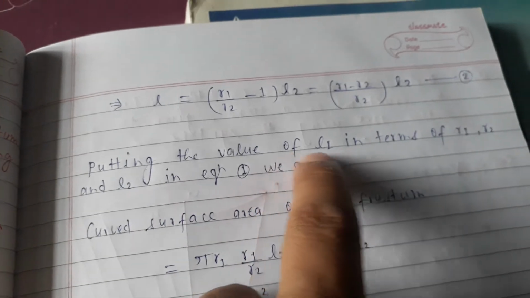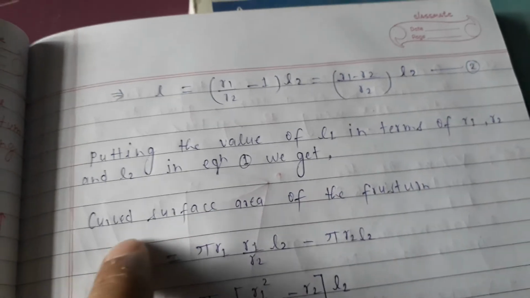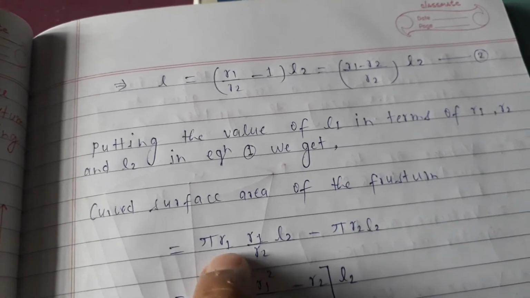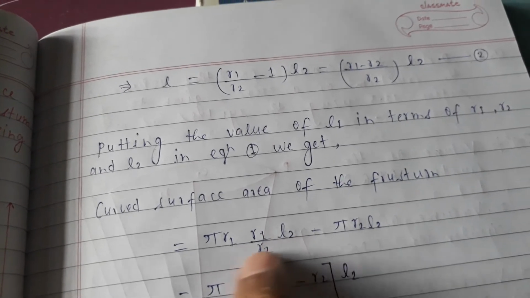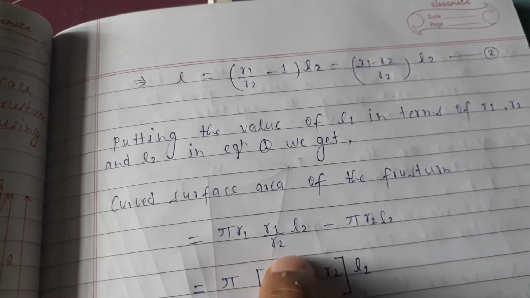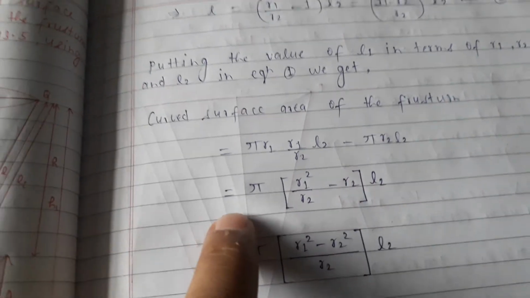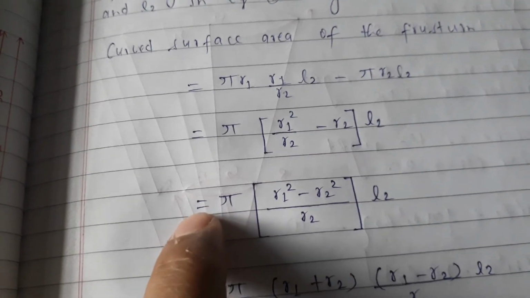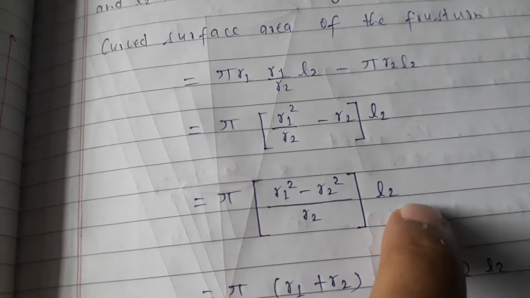Putting the value of L1 in terms of R1, R2 and L2 in equation number 1, we get curved surface area of the frustum equals pi R1. We have replaced L1 by R1 upon R2 into L2. So it comes pi R1 into R1 upon R2 into L2 minus pi R2 L2. We can take common pi. Here comes R1 square upon R2 minus R2 into L2. Again here comes pi equals (R1 square minus R2 square) upon R2 into L2.